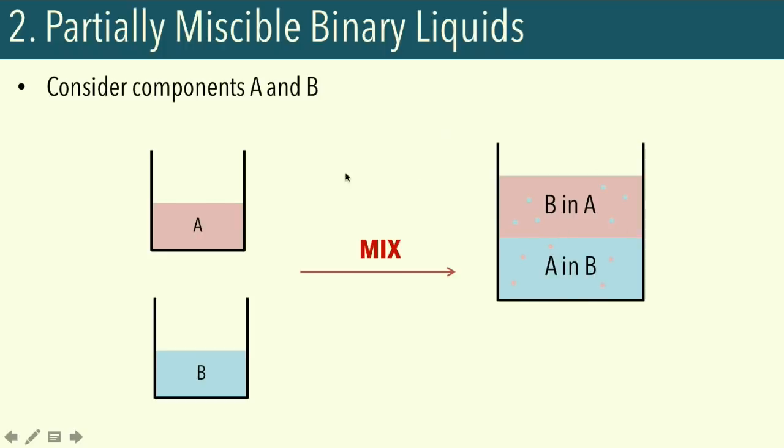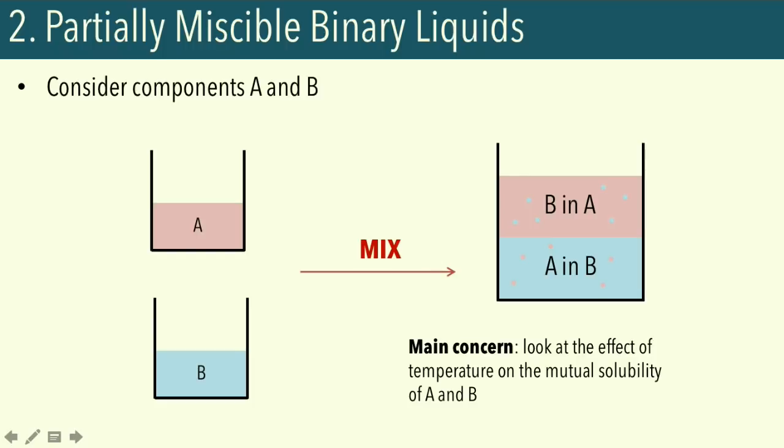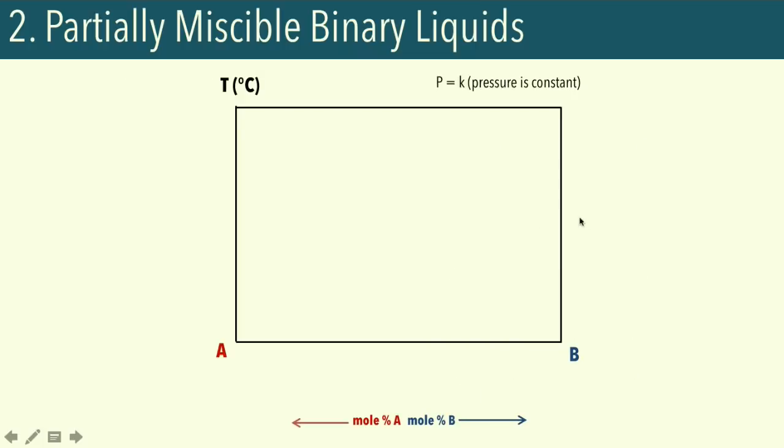So for our discussion on partially miscible binary liquids, we'll be focused primarily on the effect of temperature on the corresponding mutual solubility of A and B. Since we'll be investigating the effect of temperature on the mutual solubilities of A and B, the phase diagram that we'll be constructing is just going to be temperature versus composition. So here we have it over here. We'll be treating pressure as constant.